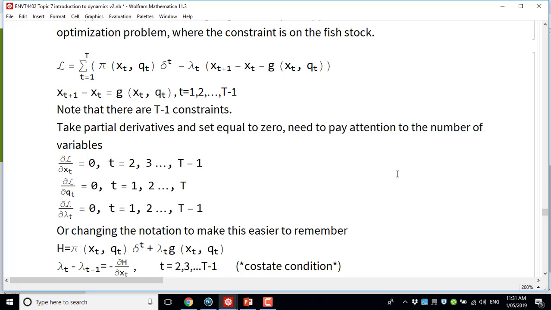So if you have 20 periods that you're going to solve this over, you've got 20 of those Lagrange multipliers, and more besides. So nasty problem. You wouldn't want to solve that. It's impossible to solve by hand.